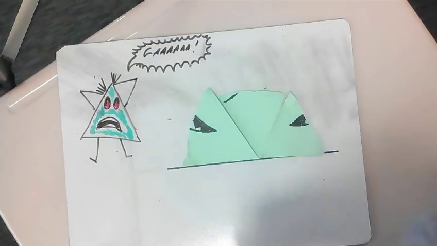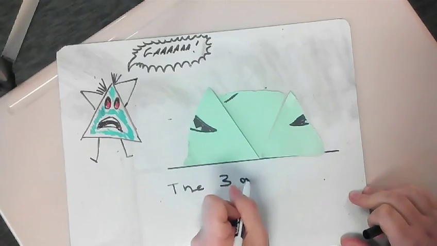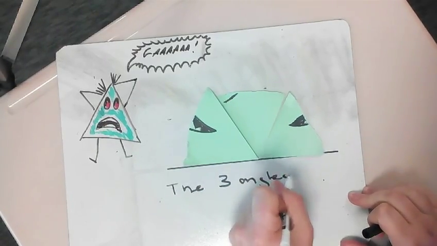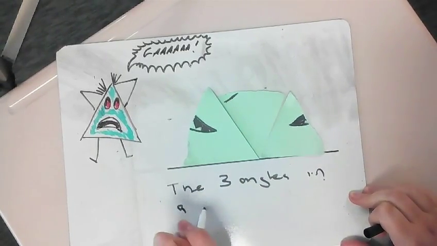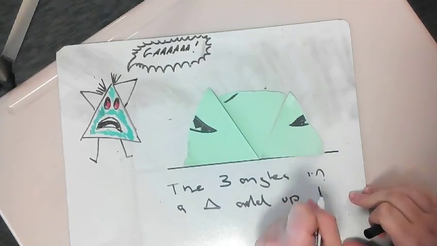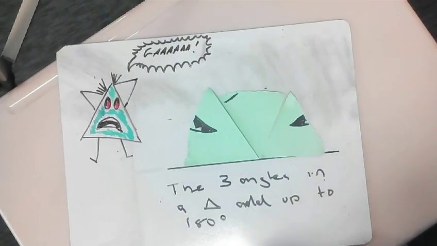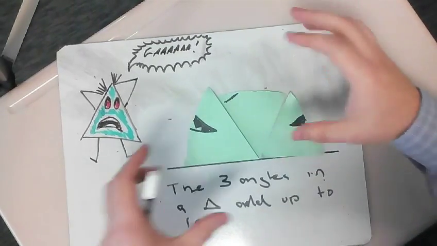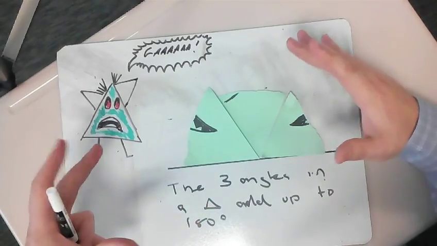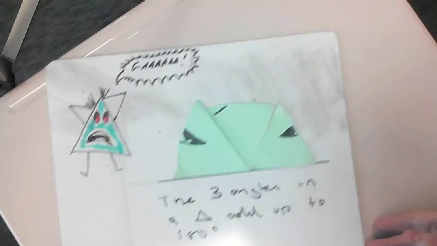And what that showed us is that the three angles in a triangle add up to 180 degrees. Okay? So now, this is physical evidence here of why these triangles add up to 180 degrees. It's also physical evidence of a triangle murder.